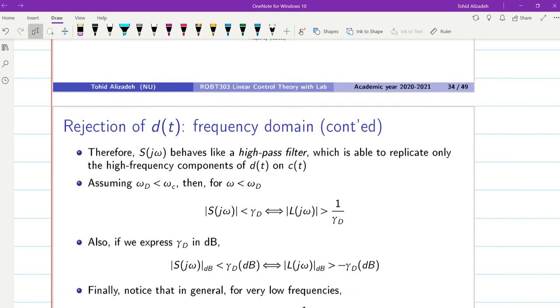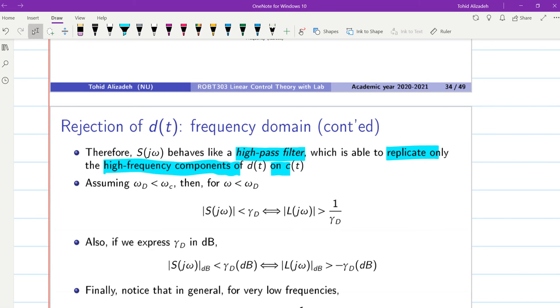Then we also have the behavior of S of j omega as a high pass filter. It is able to replicate only the high frequency components of d on c, but since d doesn't have high frequency components, we are fine with that. We want just to filter the low frequency components of d of t. If we assume that omega_d is smaller than omega_c, the crossover frequency, then for omega smaller than omega_d, we will have this condition.